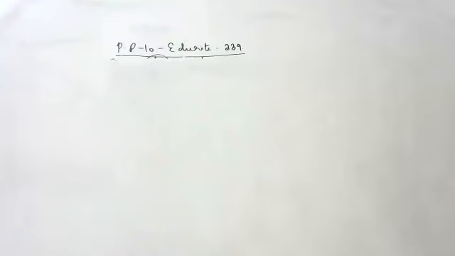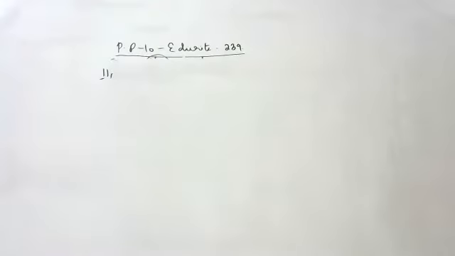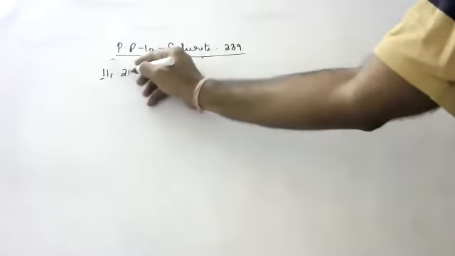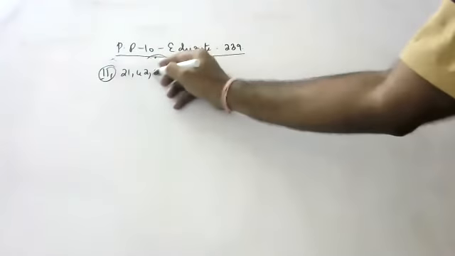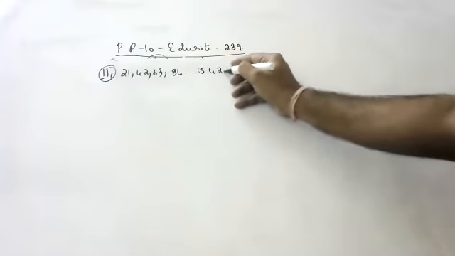Okay, children, 11th question. Which term of the AP 21, 42, 63, 84 is 420? Grishma, tell how to do this. Which term is 420?